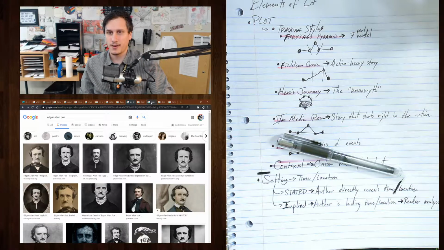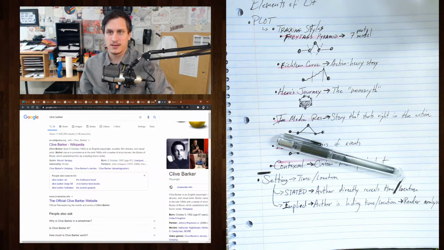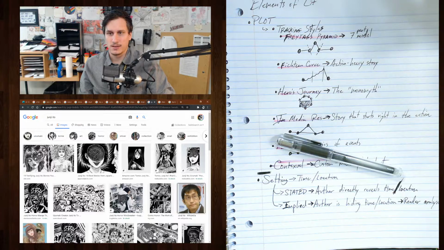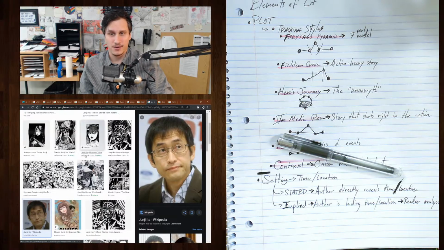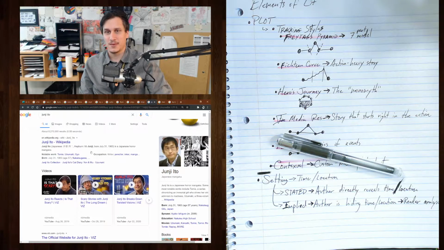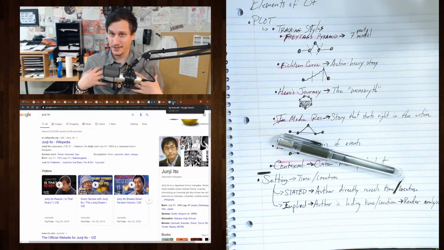There are other authors to consider as well, such as Clive Barker, who is really, really famous for his stuff, and Junji Ito, who is this man right here. Junji Ito is basically the Stephen King of Japan. He is probably one of the most legendary horror writers to ever exist. So, at least I love his stuff.